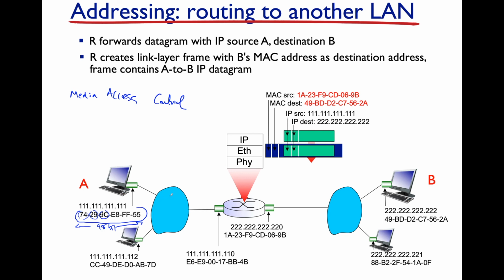Now, of course, what happens is, let's say you want to forward a datagram that has a source IP address of A and a destination IP address of B. Now, of course, that should be an A, that's a typo. You're going to create from that datagram a link layer frame, and it's going to have two things. It's going to have B's destination IP address if it's sourced in host A, and it's going to have B's MAC address.